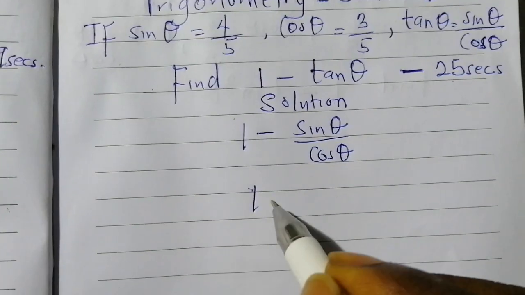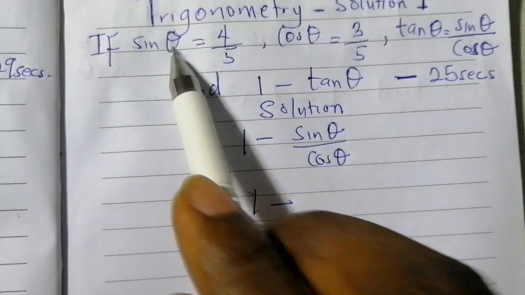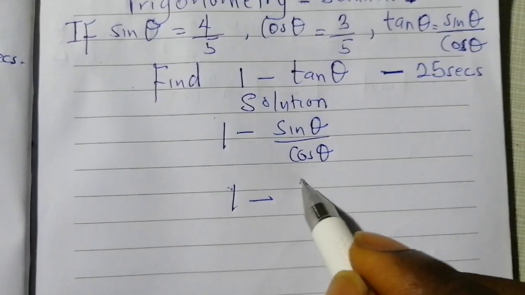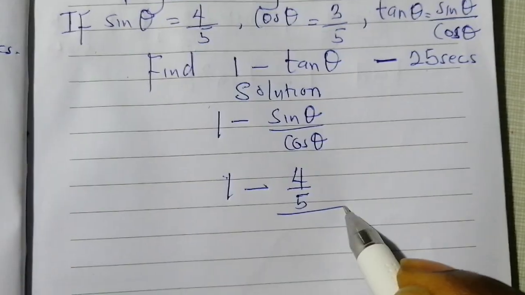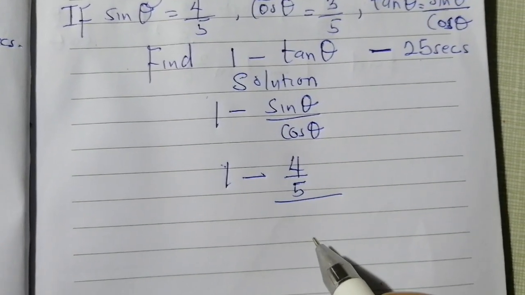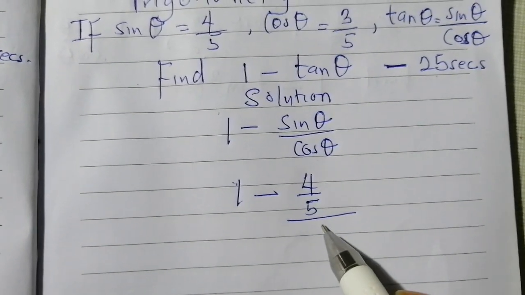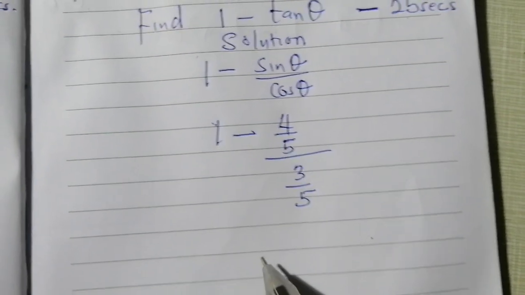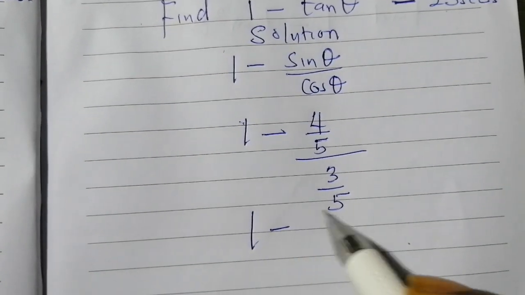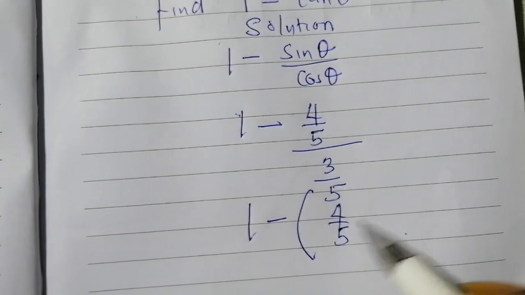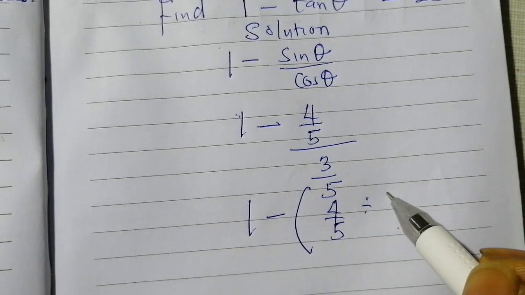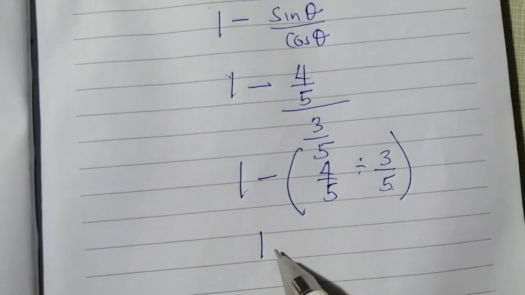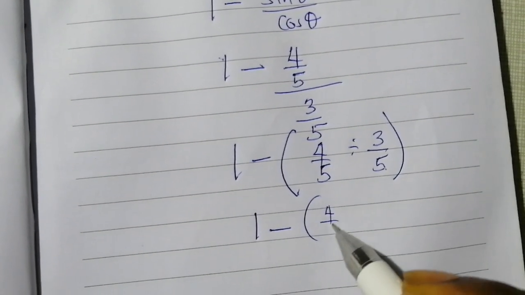So this is the same thing as 1 minus, they're giving us sine theta equals 4 over 5. Instead of me writing sine theta, I will write 4 over 5 all over cos theta, which is 3 over 5. So this is the same thing as saying 1 minus, open a bracket, 4 over 5 divided by 3 over 5.